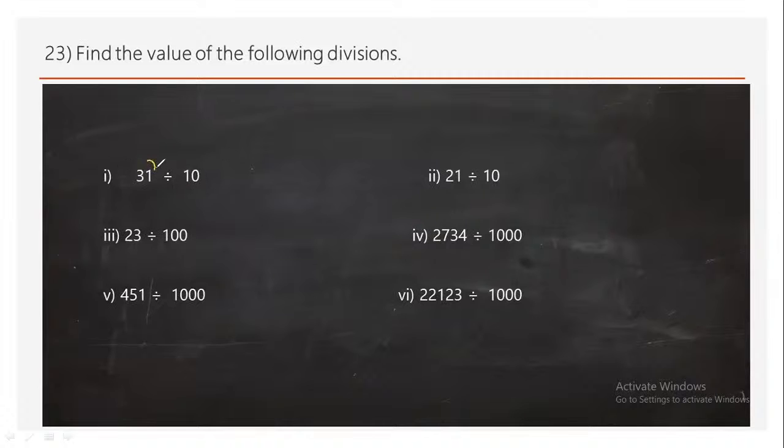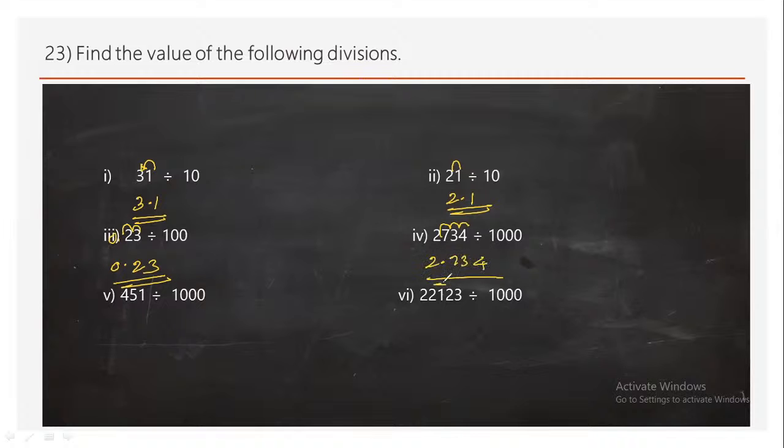31 divided by 10. Move one decimal place towards the left hand side. 3.1. Divide by 10, one decimal place back. 2.1. Divide by 100 means two decimal places back. 0.23. Divided by 1000 means 3 zeros. It means it's coming 3 decimal places back, 3 zeros, 3 decimal places back. It means towards the left hand side, right?